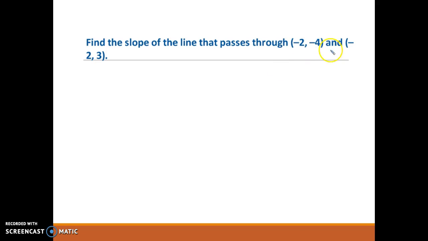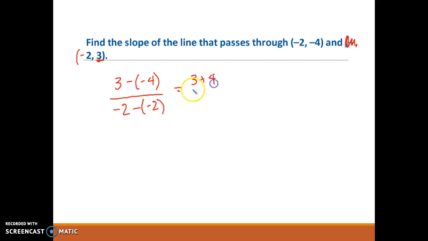All right, now I've got negative 2, negative 4, and this negative should be down here. Got a weird gap in there. All right, so I'm going to start with a 3 down here. So we got 3 minus negative 4. And then got to start with that same x, so negative 2 minus negative 2. 3 minus a negative becomes 3 plus 4. Same thing, becomes negative 2 plus 2. 3 plus 4 is 7. Negative 2 plus 2 is 0. Uh-oh, cannot ever divide by 0, so my slope is undefined. And that just means that this is a vertical line.